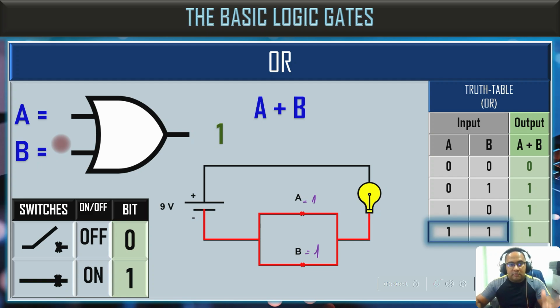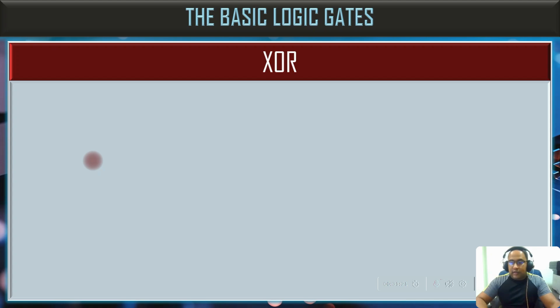In this way, we can compare the operation of the OR gate to a circuit with switches connected in parallel, where the light bulb will turn on if at least one of its switches is at bit 1. That is, the output of the OR gate will be 1 if at least one of its inputs is at bit 1. Okay? Alright guys, finally, the XOR gate, also known as the exclusive OR.